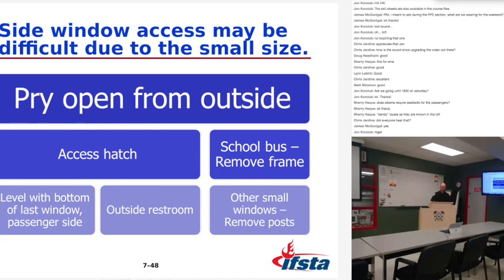Side window access may be difficult due to the small size. You can pry them open from the outside with a screwdriver or a rescue tool. You can go through the access hatch, reach through to open from the inside, open the window, enter, and open more.